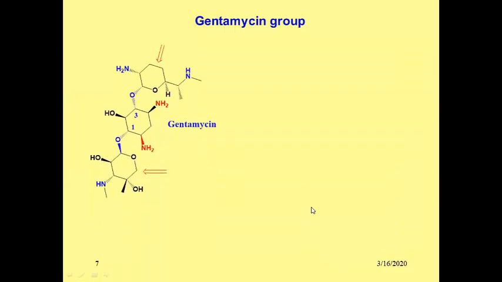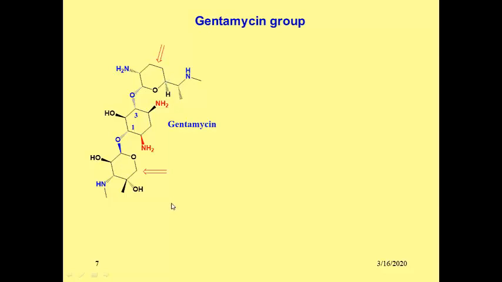Gentamicin group, like kanamycin, this is 4 and 6. This 4 and this 6, not 1 and 3. The 2 amino sugars are natural sugars. Is this the usual sugar? No. The sugar has carbons numbered 1, 2, 3, 4, 5, 6, 7. Heptulose, deoxy, dideoxy. So it is an unusual sugar.